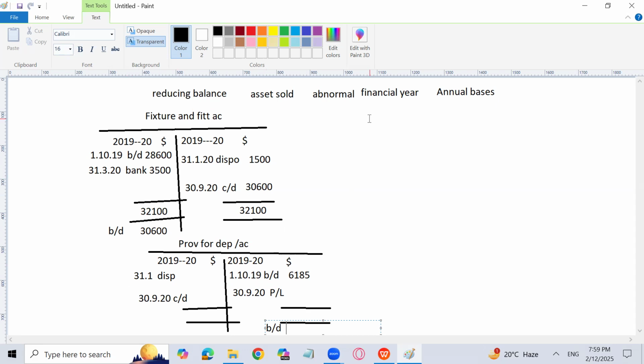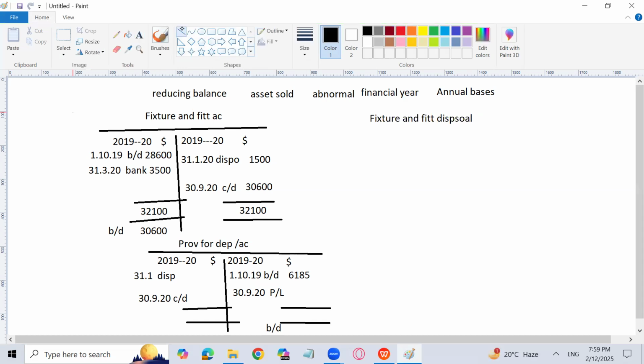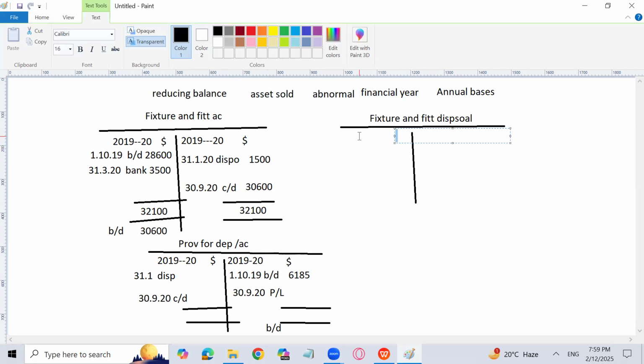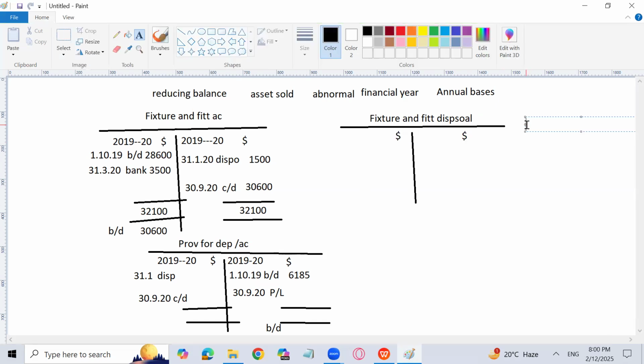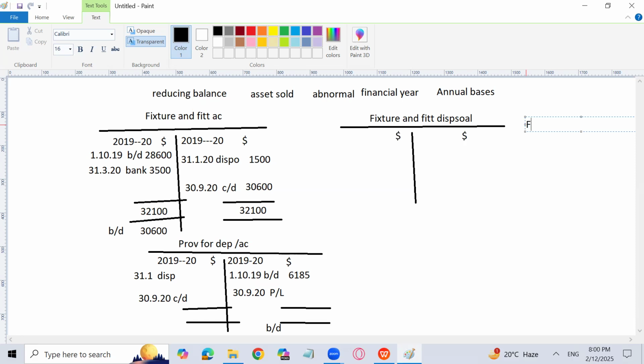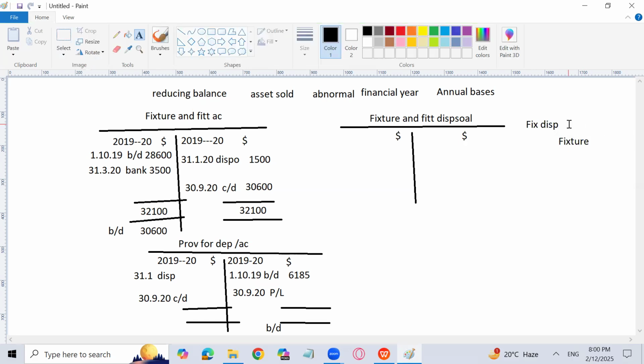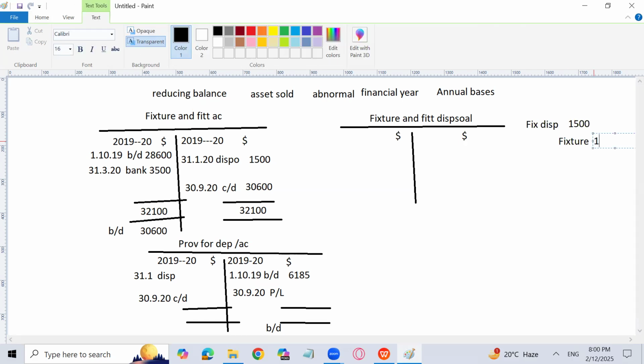So let's see now. Now I am going to prepare the fixture and fitting disposal account. So I will write here fixture and fitting disposal account, dollar sign. Here I will write dollar sign. Again, I can pass the entries because I have requested you again and again to memorize the entries for the disposal. I will do that again. First entry for the disposal is fixture disposal account debit, and fixture account is going to be credit with the cost of the asset sold. So the cost of the asset sold is 1,500. It is given in the question. So fixture account is credit over here with 1,500 because of disposal. And disposal account is going to be debited with 1,500 because of the fixture.